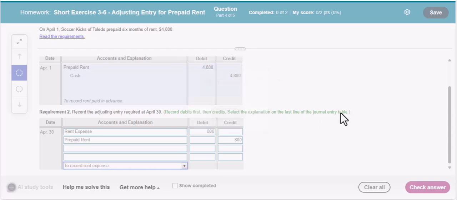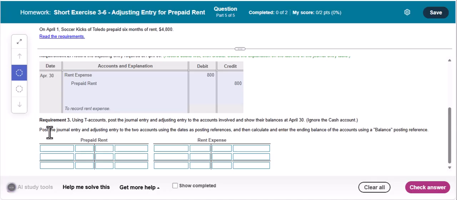Okay, we'll click OK, and then it's going to move us into requirement 3, which is our T accounts here, and they are going to have us ignore the cash account. So keep that in mind. That's why it's missing from down here. So using T accounts, post the journal entry and adjusting entry to the accounts involved and show their balances at April 30th. Ignore the cash account.